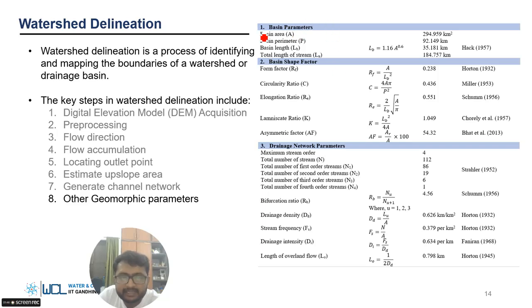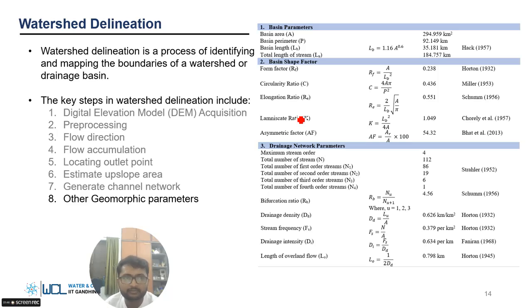The major two parameters known as basin parameters are basin area and basin perimeter, which we already calculated. Then you have basin length, which is 1.16 times area to the power 0.6. You put the area into this equation and you will get the basin length. Then total length of stream: if you have the vector file of this area, you just find the length of every line and then do the sum. So we will get the total length of stream.